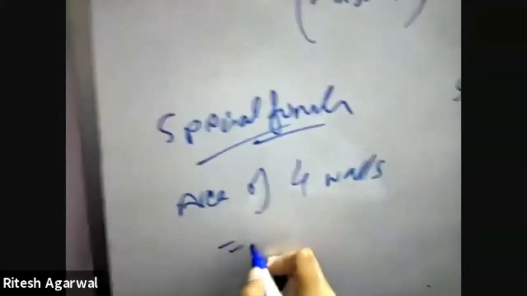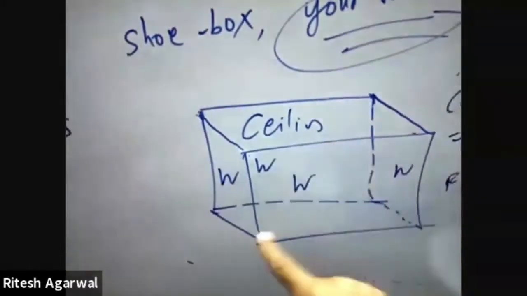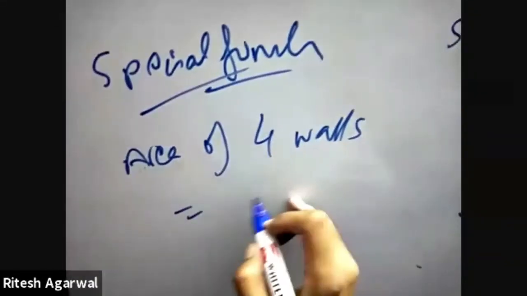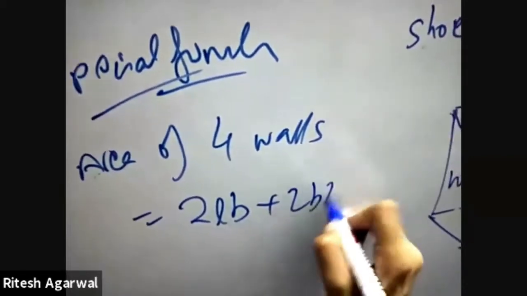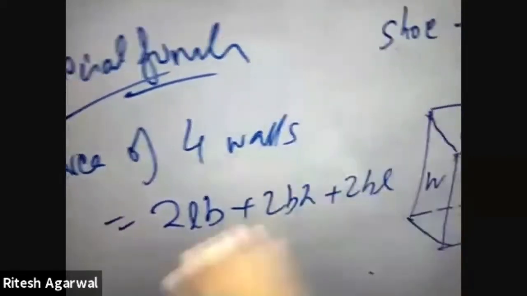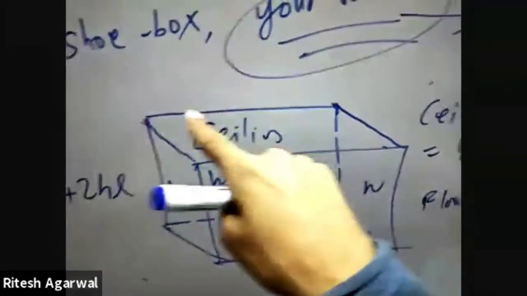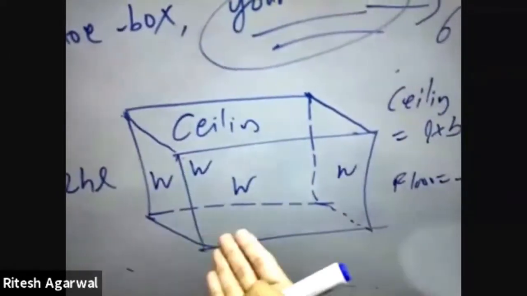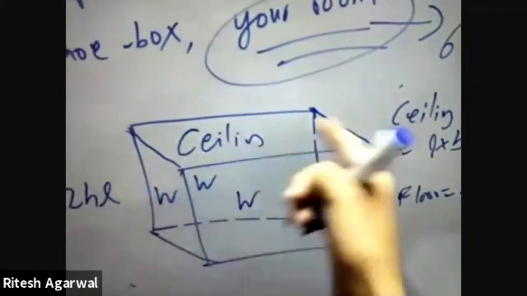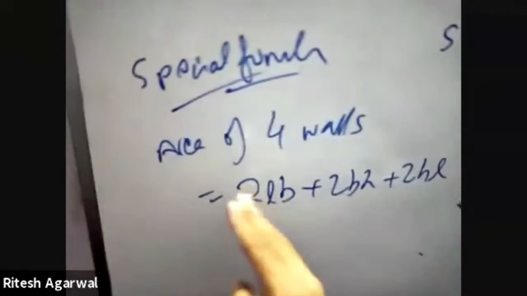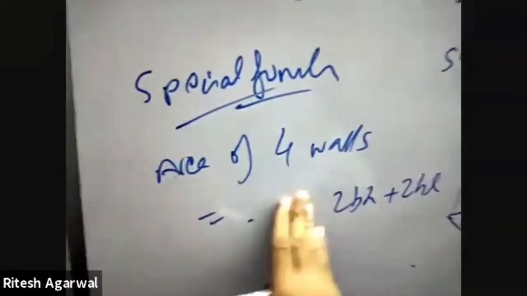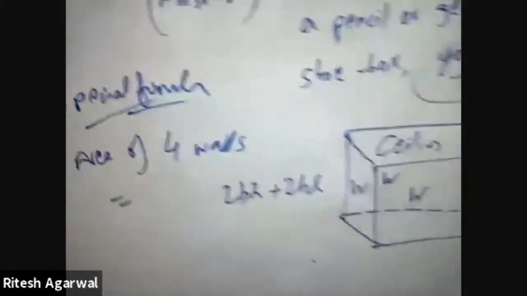Now the formula of area for 4 walls is, we will exclude this part and this part. From the example that we had done, the area of a cuboid is 2LB plus 2BH plus 2HL. From this area, you exclude the area of the ceiling and the area of the floor, which means you exclude LB, LB. You exclude 2LB, then automatically you will have the area of 4 walls.